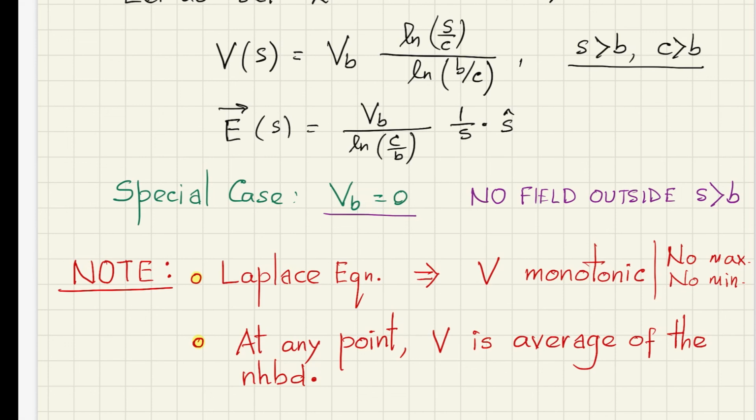And if that is true, then at any point V, I can take around that point, and since there is no maxima and minima, this will be an average of the neighborhood. We'll prove this even more thoroughly. I can take the average, and because it's monotonic, I will get the potential there.